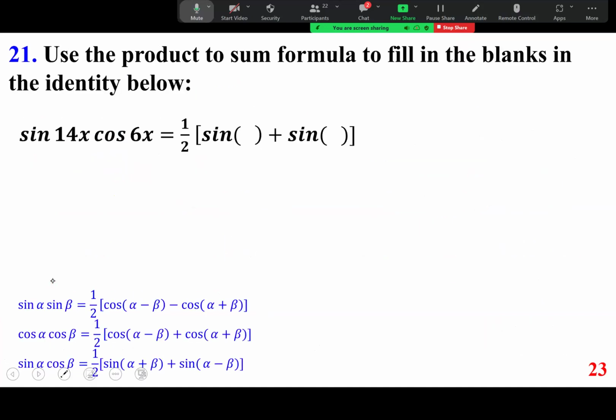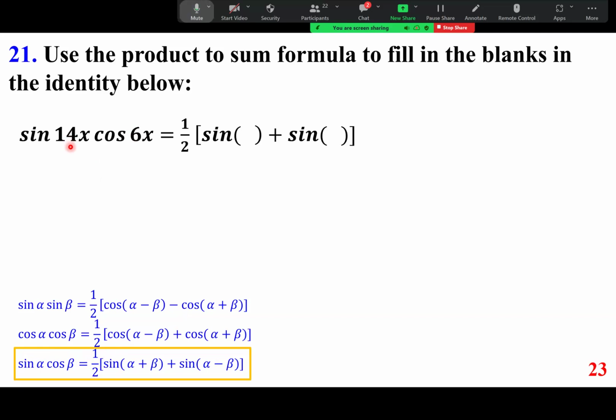Just a brief coverage of this concept. Use the product to sum formula to fill the blanks in the identity. Sine of 14x cosine of 6x is half of sine of something plus sine of something. These are the theorems that give us the product to sum. And if you compare all those three, you see this is identical to that.